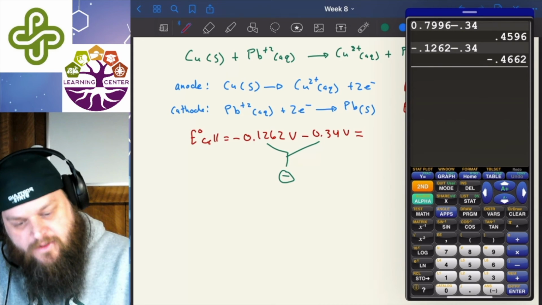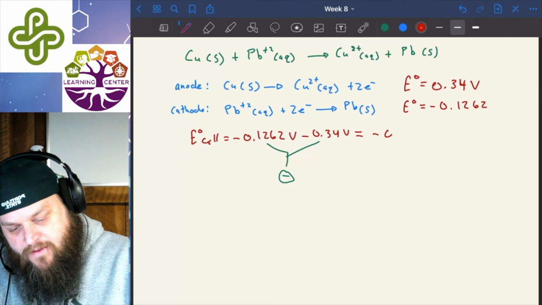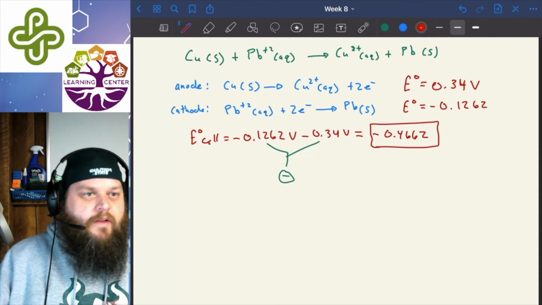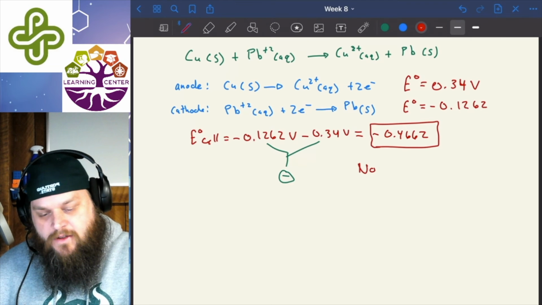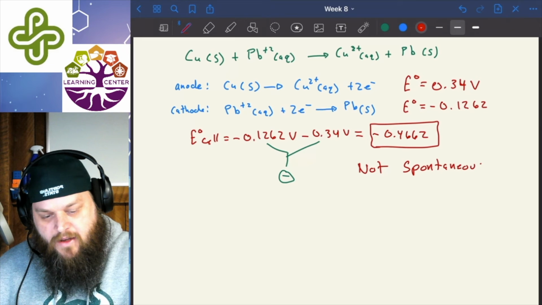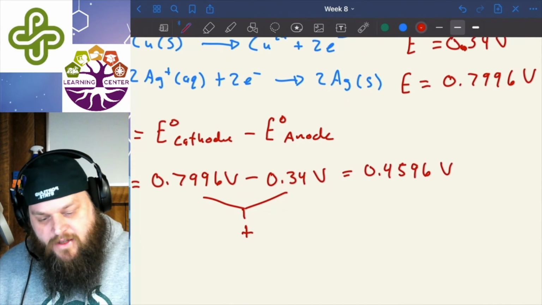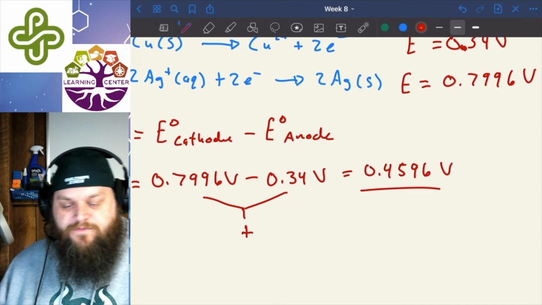And you can see 0.4662. It's a negative 0.4662. So that's the voltage potential of copper and lead together. And since it's a negative value, this is not spontaneous. And it actually has the opposite potential almost of the silver and copper.